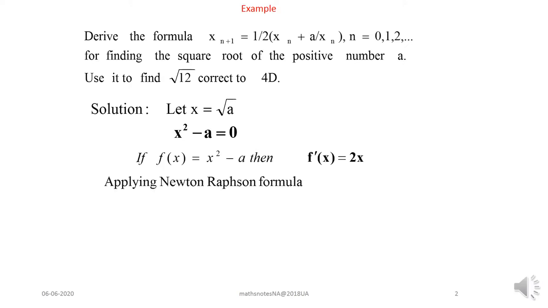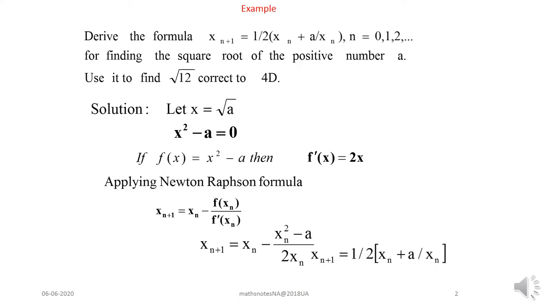Now we apply Newton-Raphson formula and see, this is the nth general formula of Newton-Raphson, and we substitute values of f(xn) and f dash xn in this formula, and we simplify and we get the formula, which is x(n+1) is equal to 1 by 2 into xn plus a upon xn. This is the deduction from the Newton-Raphson formula. And now we will calculate under root 12.